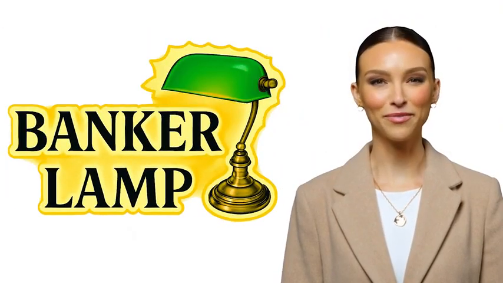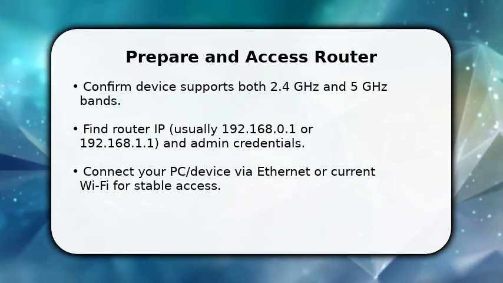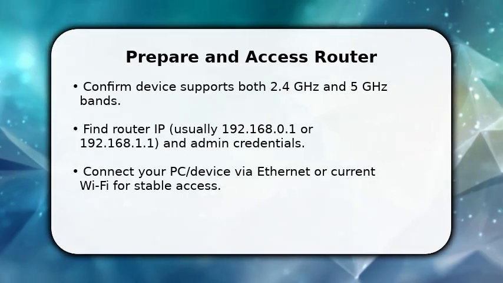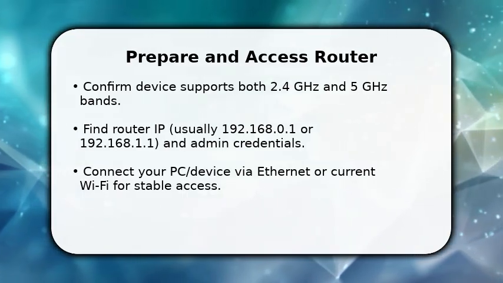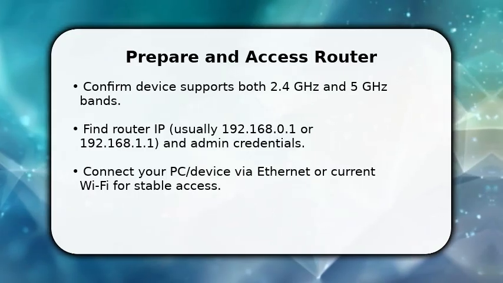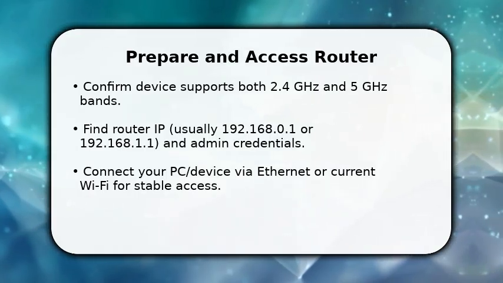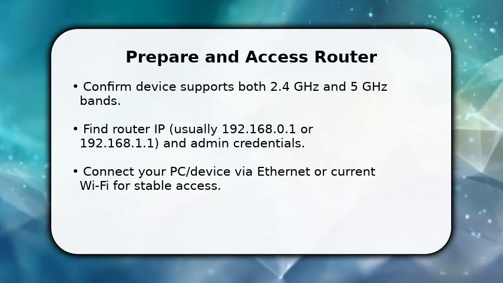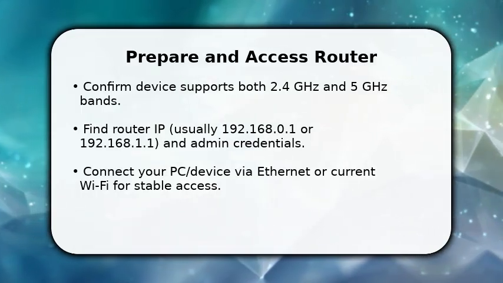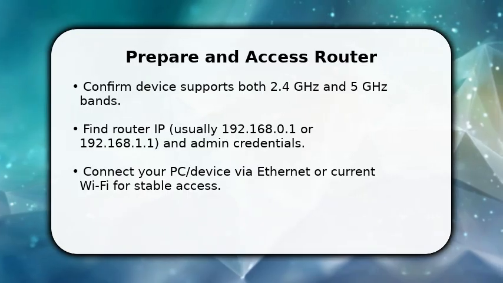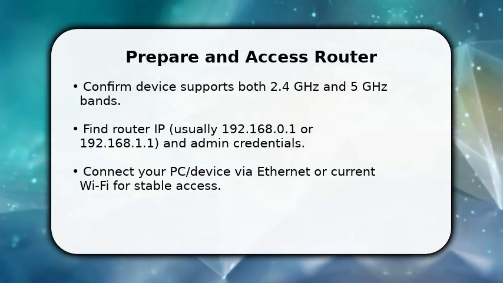Please enjoy the video. You start by getting into the router quickly. Log in using the router IP and admin credentials. Once logged in, navigate to wireless or Wi-Fi settings. This is where band options live. Make sure you use a wired connection or a stable wireless session so changes don't drop mid-process.